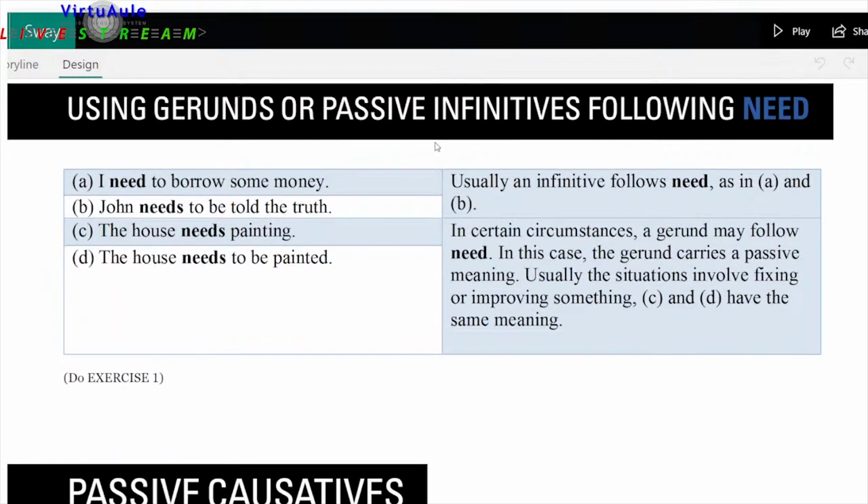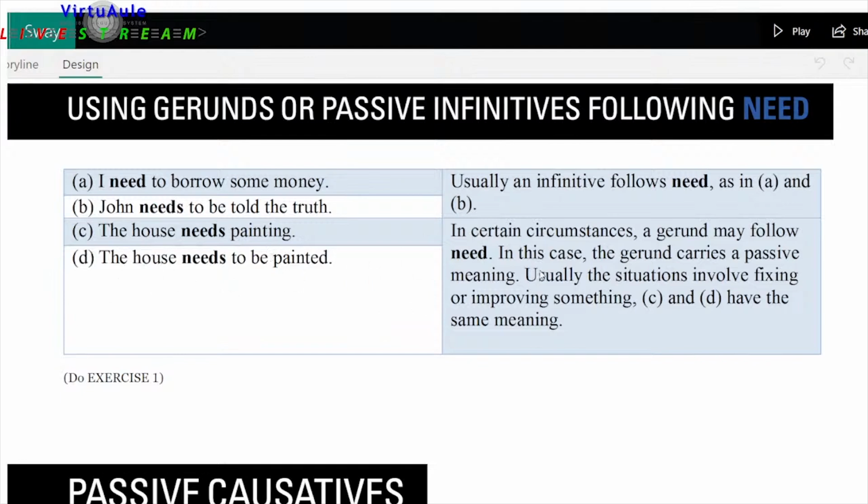Using gerunds or passive infinitives following need, okay? I need to borrow some money. John needs to be told the truth. Usually an infinitive follows need, as in A and B. C, the house needs painting. The house needs to be painted.